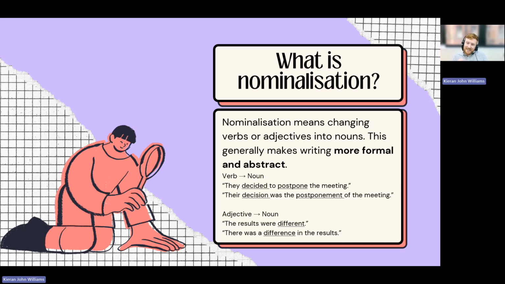So notice how the action "decided" is turned into the noun "decision," and the action "postpone" is turned into the noun "postponement." We've also got another example with an adjective this time. "The results were different." Now that's straightforward, but we can turn "different" into the noun "difference" to make it sound more formal again. "There was a difference in the result." So as you can imagine, both versions are correct, but the second one, with nominalization, sounds more academic. And that's the effect that nominalization has. It makes things feel more academic.